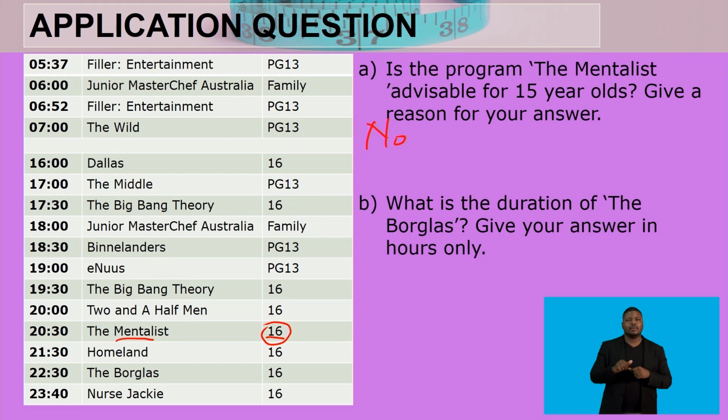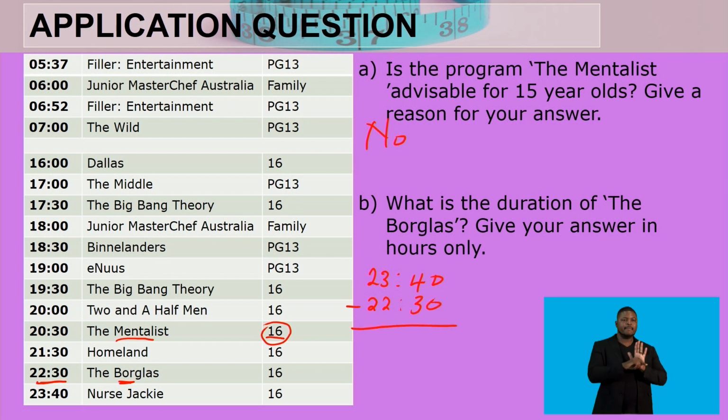B says, what is the duration of the Bok class? Give your answer in hours only. The duration for Bok class, where is the Bok class? Here is the Bok class. What time does the Bok class start? The Bok class will start at 10:30 in the evening, and it will end at the time where the next show starts, which is at 23:40. So it means the duration will be 23:40 minus 22:30. Then you do the calculation.